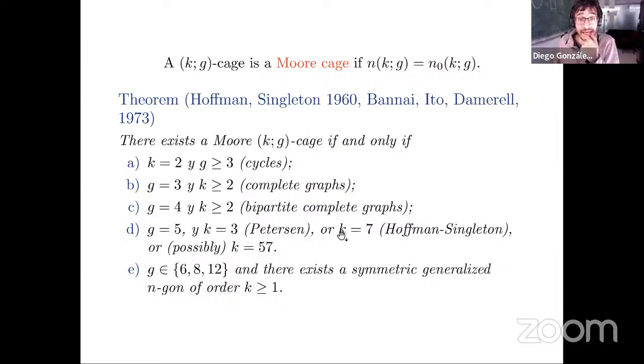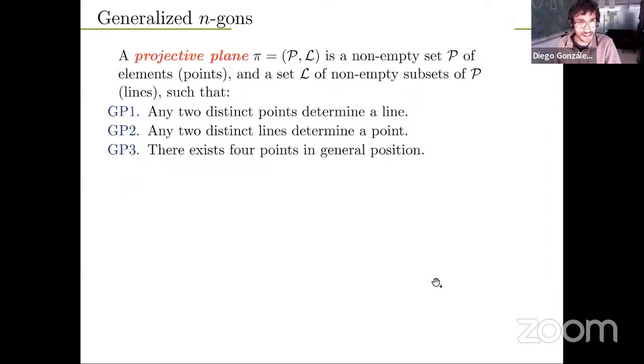Or when k is equal to 7, we have the Hoffman-Singleton graph. And maybe, we don't know if we have a Moore cage of girth 5 and degree 57. Also, another family of Moore cages are the generalized n-gons. So I'm going to stop a little bit here and explain this family with an example. I'm going to talk about the projective plane, which is a generalized n-gon.